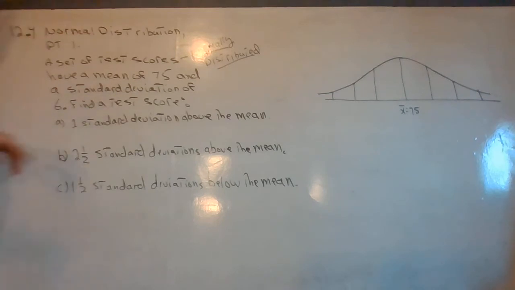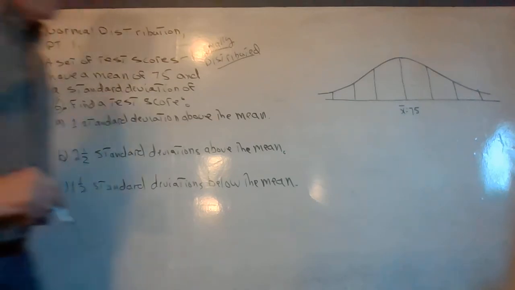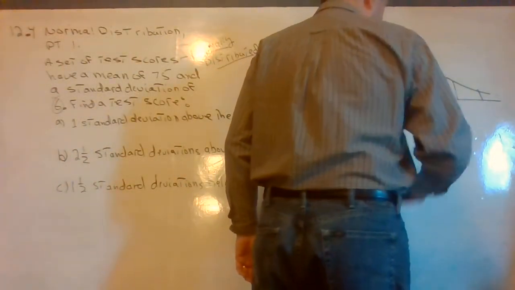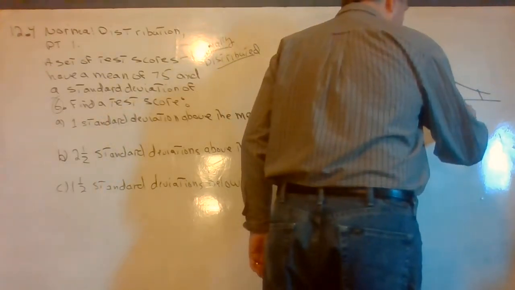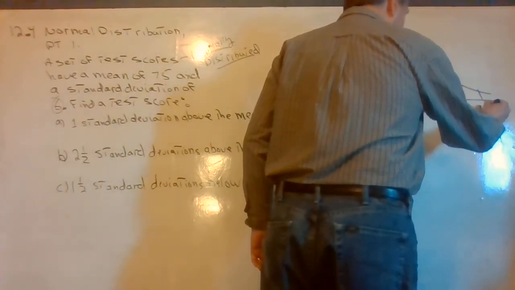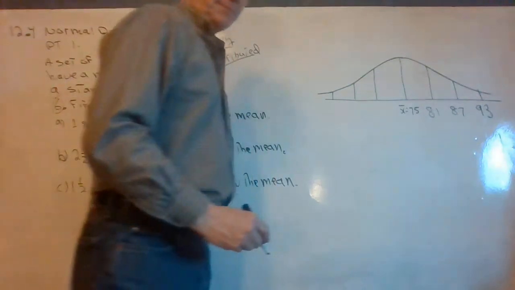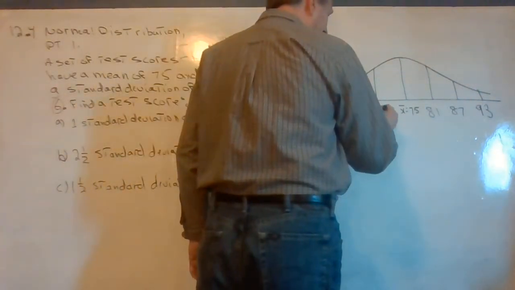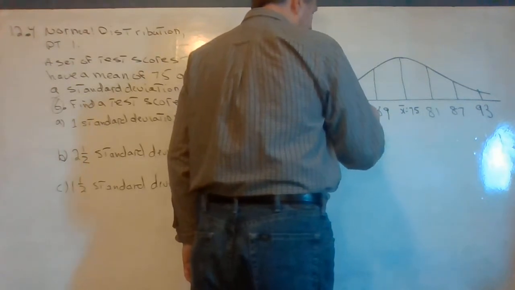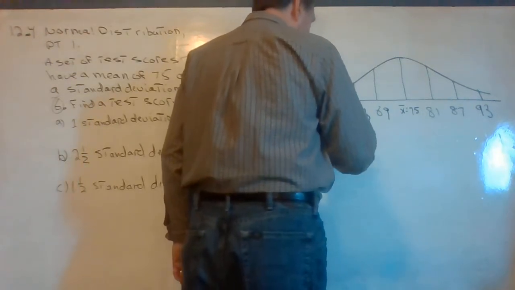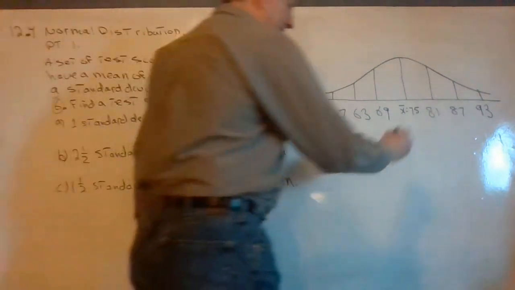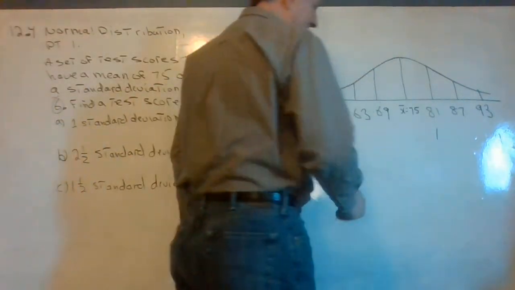So 75 is in the middle, standard deviation is 6. We're going to count off by 6. So 75 plus 6 is 81. 81 plus 6 is 87, and then 93. Now we're going to go the other way. 75 minus 6 is 69, 63, 57.